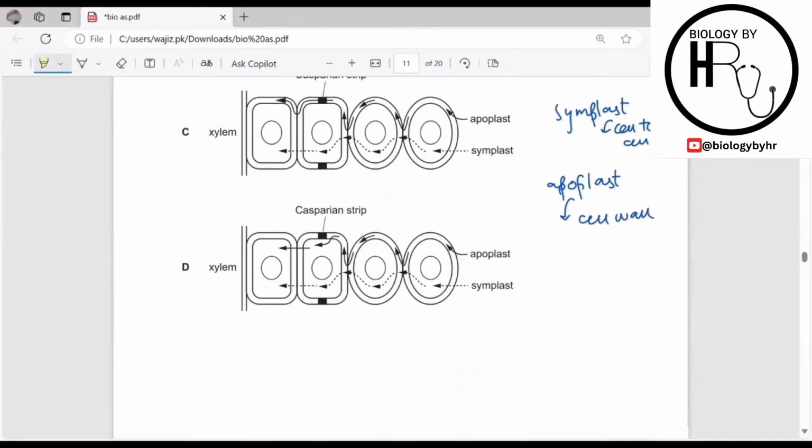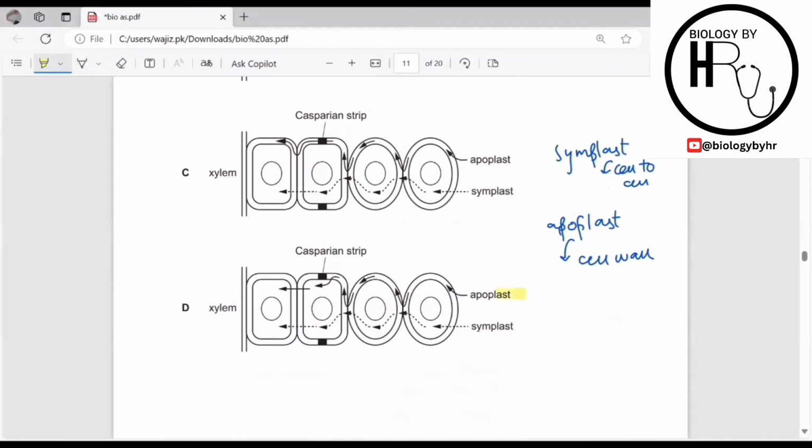So if we see over here, we can say that this is the apoplast pathway where there is the passage of water via the cell wall only. At this cell, which is the endodermis cell, there is a Casparian strip.